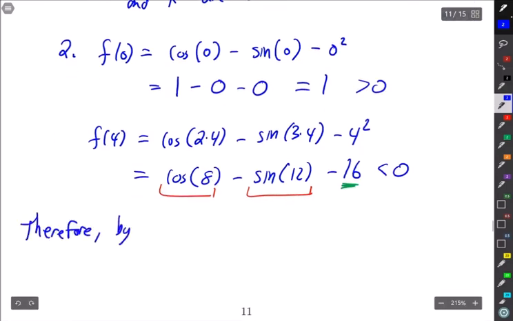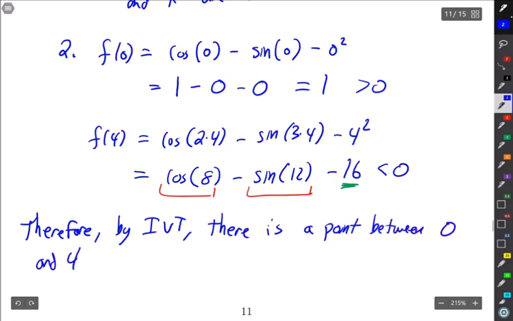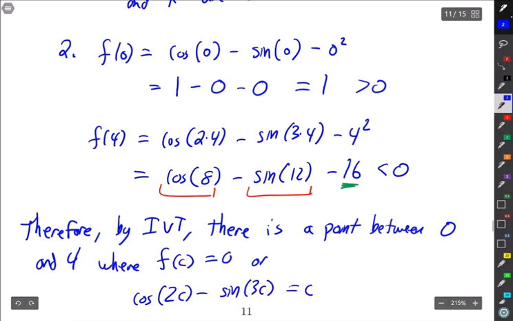Therefore, by IVT, there is a point between 0 and 4 where f of c is 0, or cosine of 2c minus sine of 3c equals c squared, by the fact that we had f just for moving that over the other side. So there's our answer there as well. But that's the idea. Move to the other side, and then just take that as my function f. I'm now looking for a 0 of this function f. So I check continuity, positive endpoint, negative endpoint, and I get the answer I'm looking for.